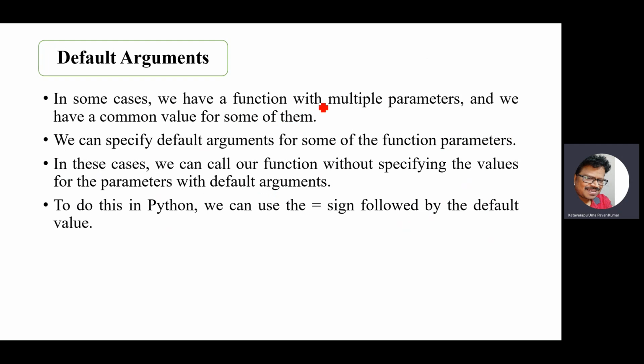In some cases, we have a function with multiple parameters, and we have common values for some of them. As I said earlier, the designation of the employees we are recruiting is the data engineering stream. So we make use of that data engineer as the default argument. We can specify default arguments for our parameters, and in these cases, we can call our function without specifying the values for the parameters with default arguments. It is quite understandable, guys.